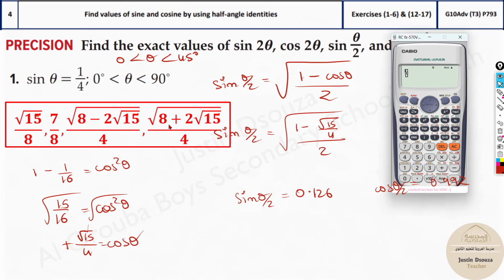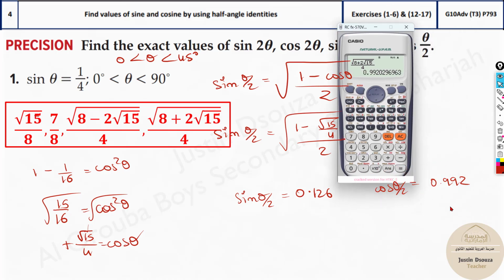Now let's put these in the calculator. Use the fraction symbol, square root of 8 minus 2, again square root 15, divided by 4. What is the answer? Press equal to, it matches. It's the exact value which we got. Now we just change the minus sign to plus, and what do we get? It'll be 0.992, and that's the cos theta by 2 value. So this is how we can do it.